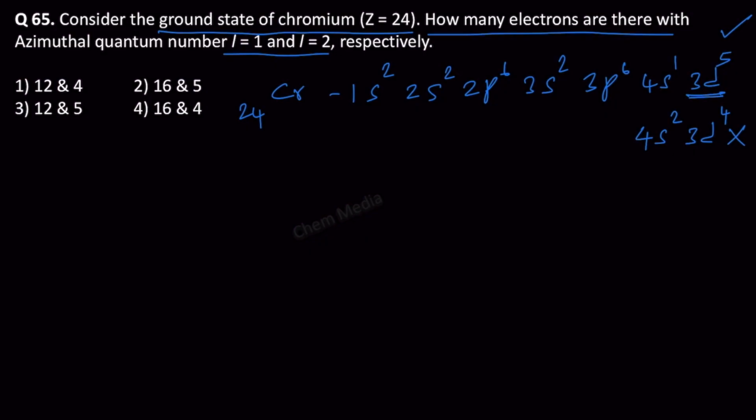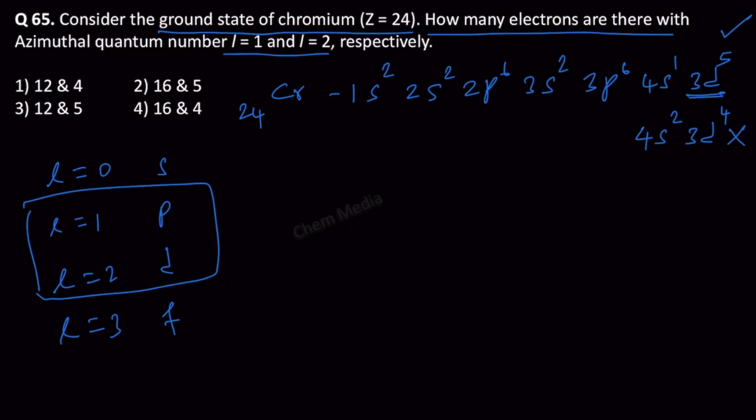So now let us come to the azimuthal quantum number. We know that azimuthal quantum number is 0 for s orbital. If it is 1, it means it is p orbital. If it is 2, it means it is d orbital. If it is 3, it means f orbital. Now, we don't have to worry about s orbitals in this case. So, we have to worry about only p and d orbitals.